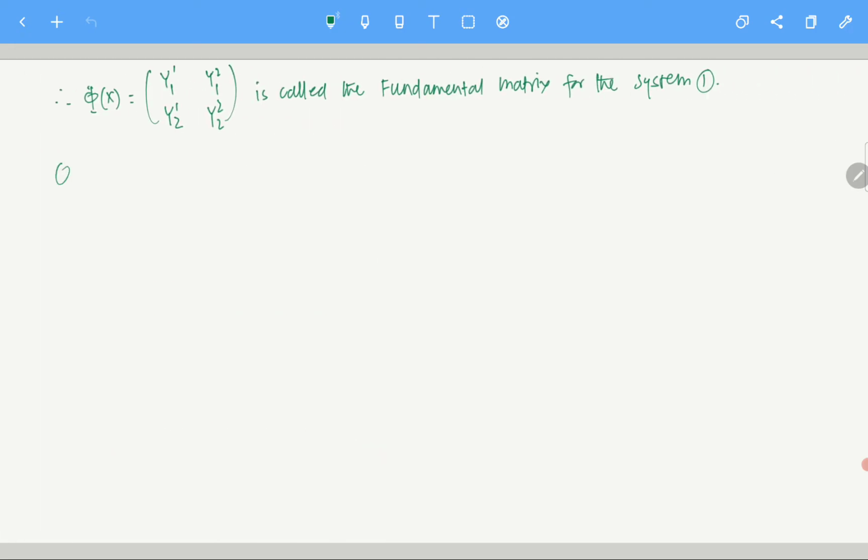Now the question is this: is capital phi unique? Do you guys think it is unique? Of course not.